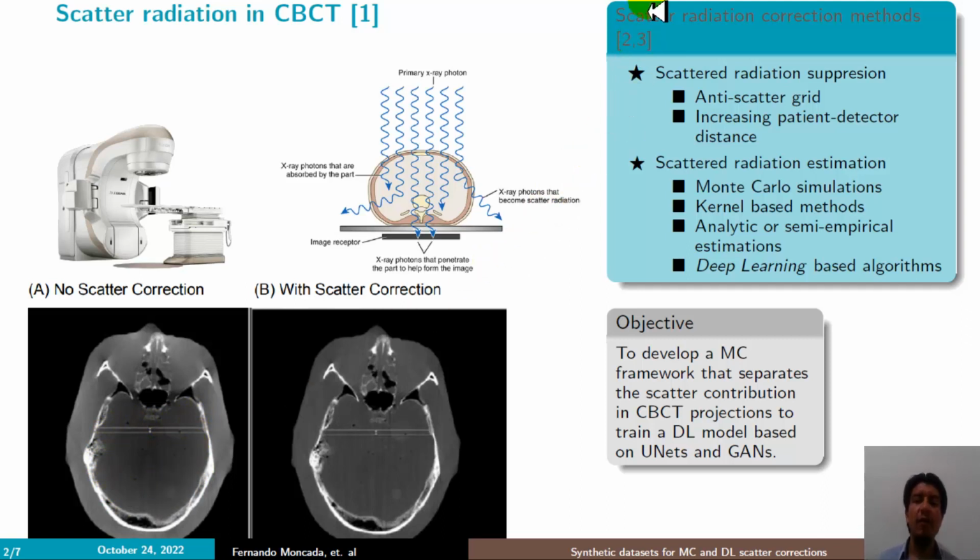Several methods have been developed for scatter corrections. The gold standard is Monte Carlo-based methods, however, they are computationally expensive. This project focuses on the development of a deep learning method trained with Monte Carlo generated data to produce a fast and efficient way to correct CBCT images for scattered radiation.